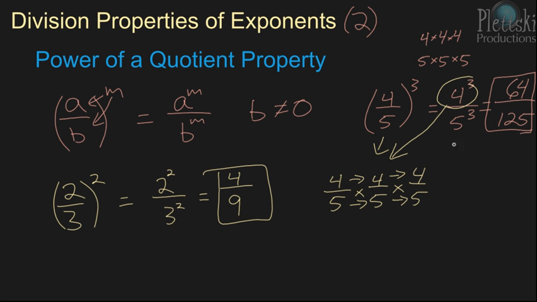That's going to be the numerator. And then you'll see the denominator is 5 times 5 times 5, which is 5 cubed. And that's how you get it. Okay, so that's why it works.